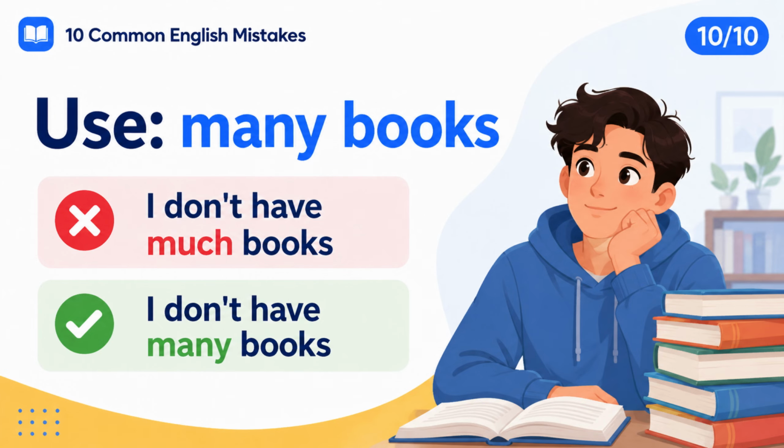Number 10. I don't have much books. The word books is countable and plural. With countable plural nouns, we usually use many, not much. The correct sentence is, I don't have many books.